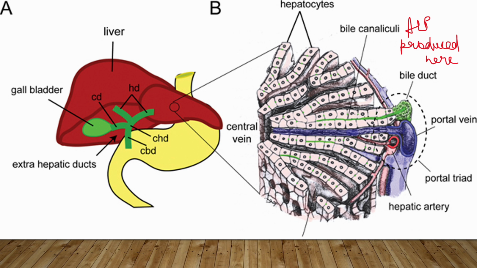So this is the anatomy of the liver, where you see many hepatocytes and a bile duct here. From the bile duct you have the bile canaliculi, which go in between the hepatocytes. Hepatocyte is the place where ALT and AST are produced, and bile canaliculi is the place where ALP is produced.